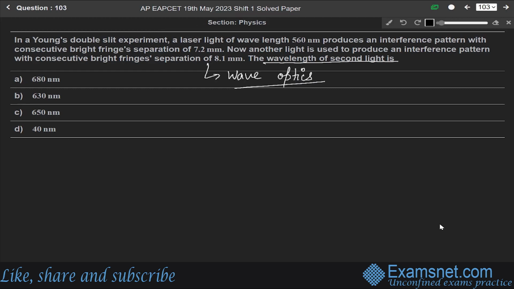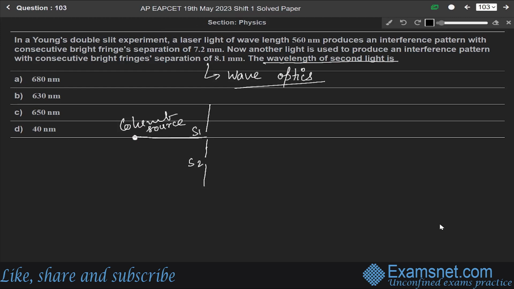First of all, we should know what is an interference pattern and what are the consecutive dark and bright fringes. So what happens in an interference pattern? First of all, there is a coherent source. Let us say this is a coherent source. To form the interference pattern, the source must always be coherent. Then there is a slit. Let us say there are two slits. This is slit S1, this is slit S2.